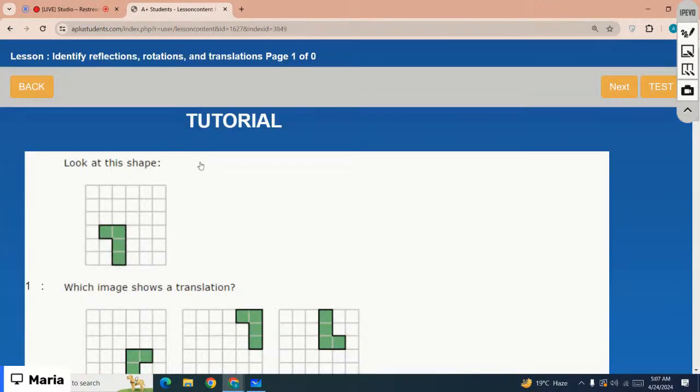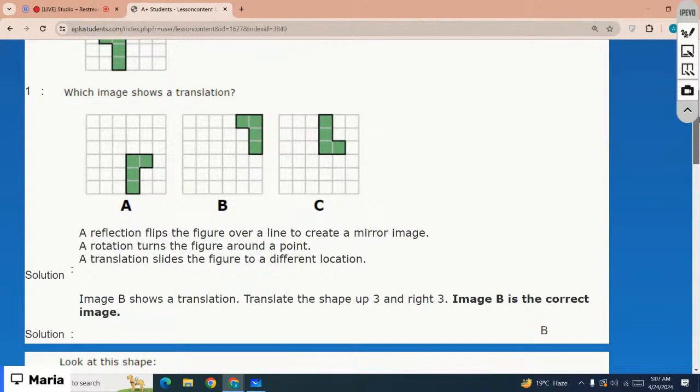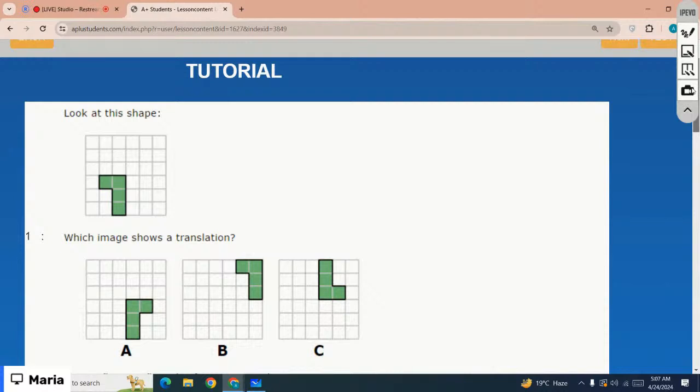Look at this shape. Which image shows a translation? Here are the definitions. A reflection flips the figure over a line to create a mirror image. A rotation turns the figure around a point. A translation slides the figure to a different location. So you have to see which is the translation of the image. Translation means you completely move the image to a new place.